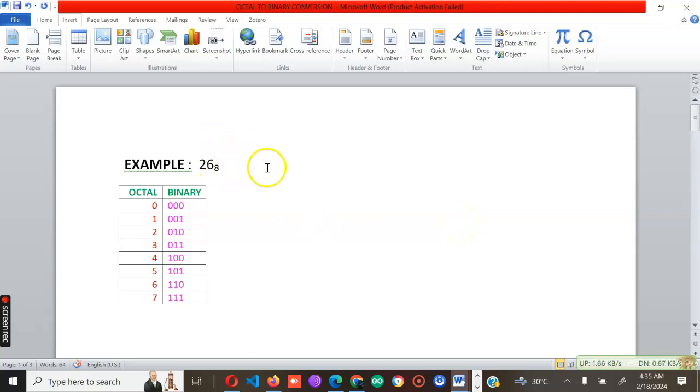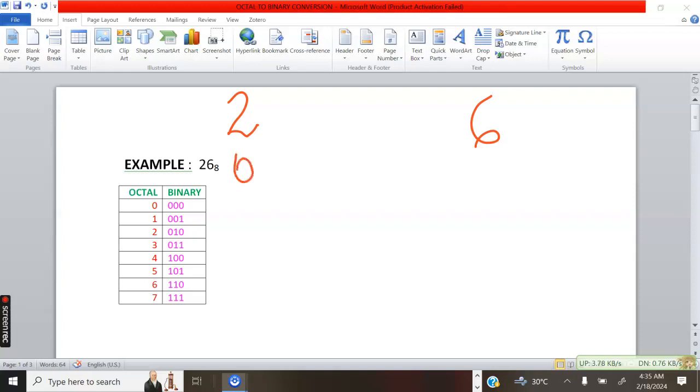So our number, we have 26 base 8. As per the rule, you need to convert the number first to binary. So we have the 2, and on the other side we have 6. The binary for 2 is 0, 1, 0. Well, that of 6 is 1, 1, 0, just as you can see from the tables of conversion. So what I have is 0, 1, 0, 0, 1, 1, 0.